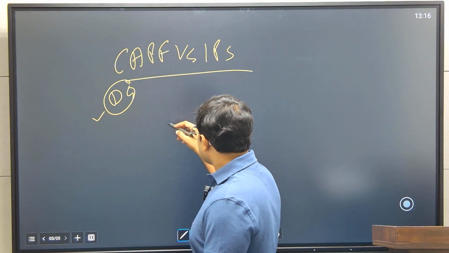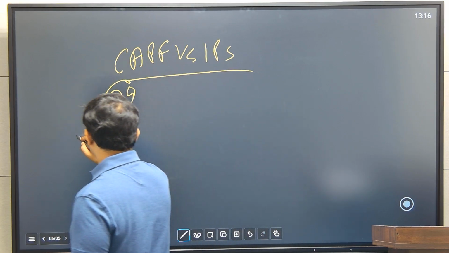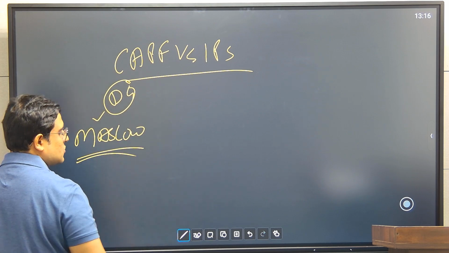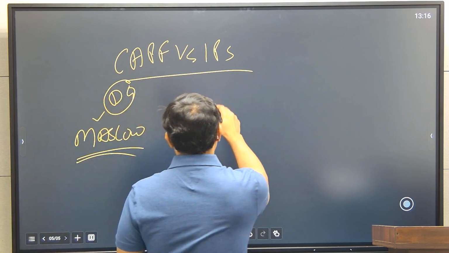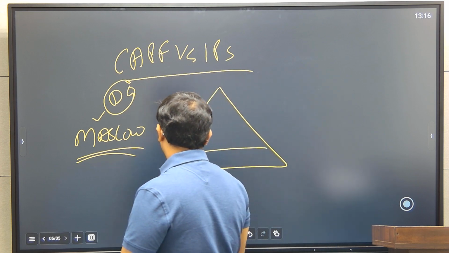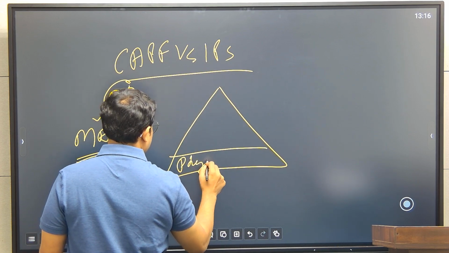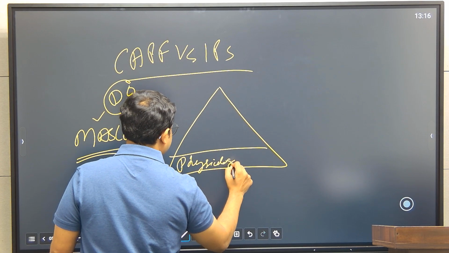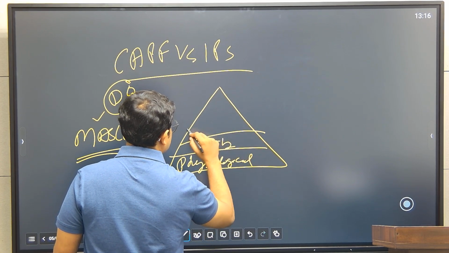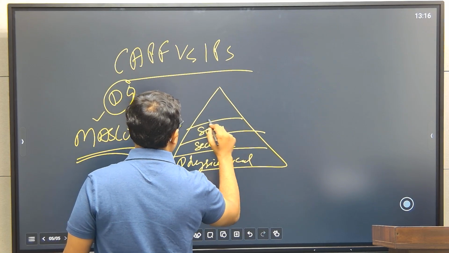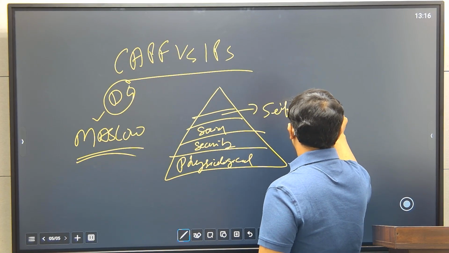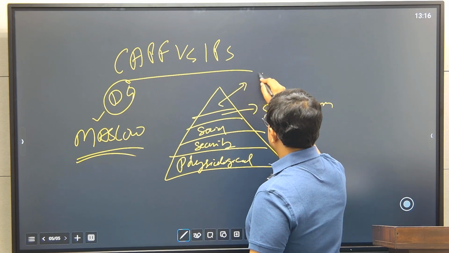So now let's connect first with Maslow. Maslow gave that hierarchy. Okay, let's draw the hierarchy. A set of needs arranged in the hierarchy: physiological, security, social, self-esteem, and self-actualization.